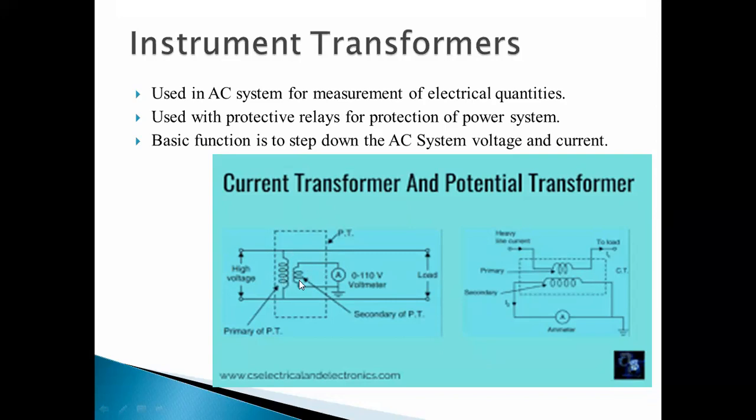So by connecting this potential transformer, we can measure that voltage also, right? Then this is your current transformer, the primary, secondary, right? So at the secondary side, we can measure the current here, and that current is of 0 to 5 ampere.